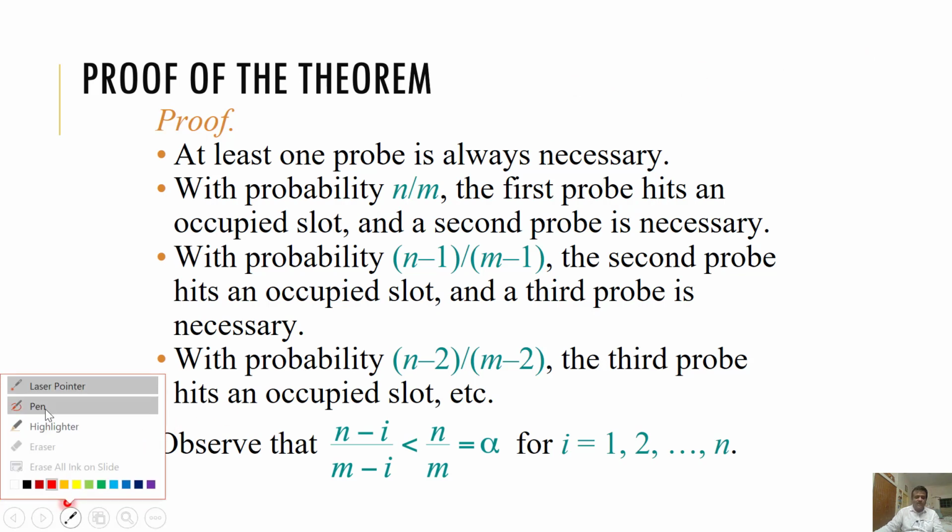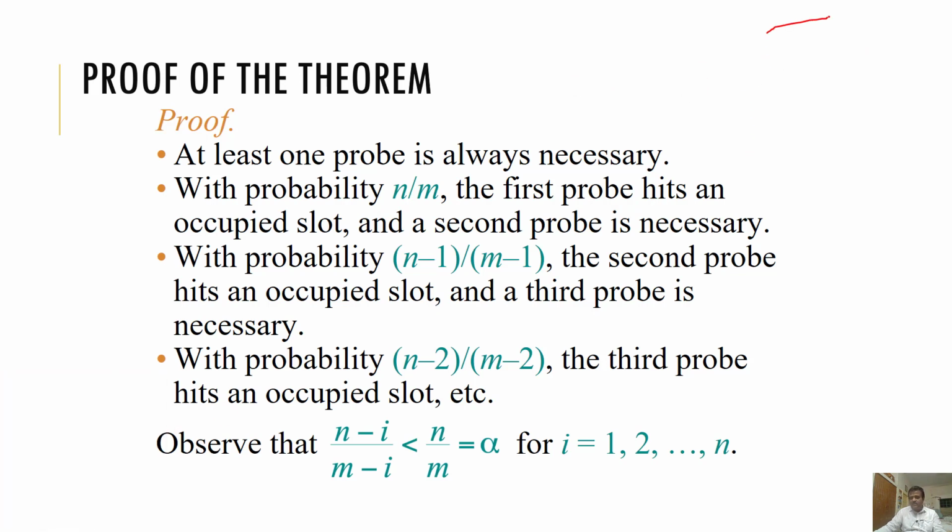Suppose this is the table, and there are m slots, and suppose n keys are already there: k1, k2, up to kn, placed in some way. Now we are searching for a key which is not there, so we search for the key, and it will hit some slot.